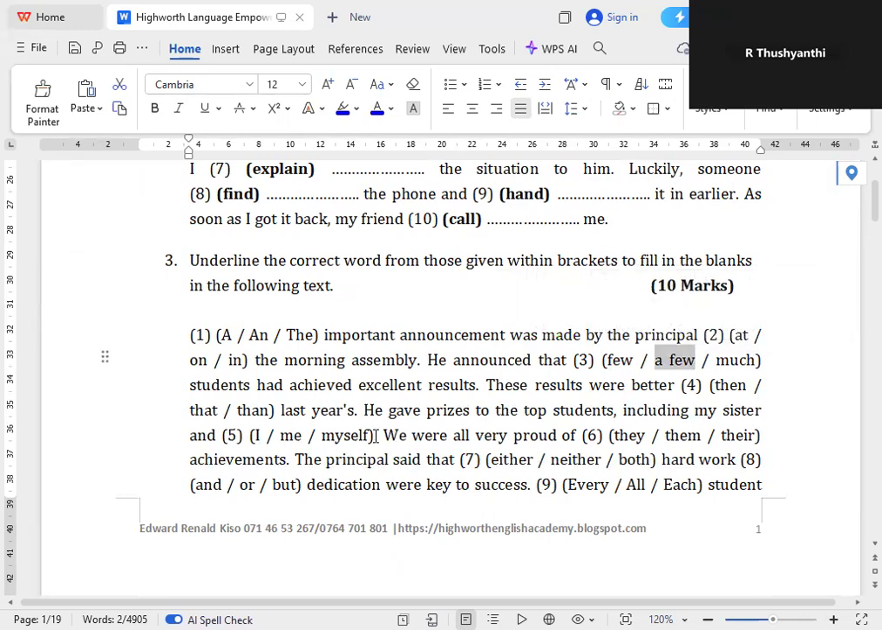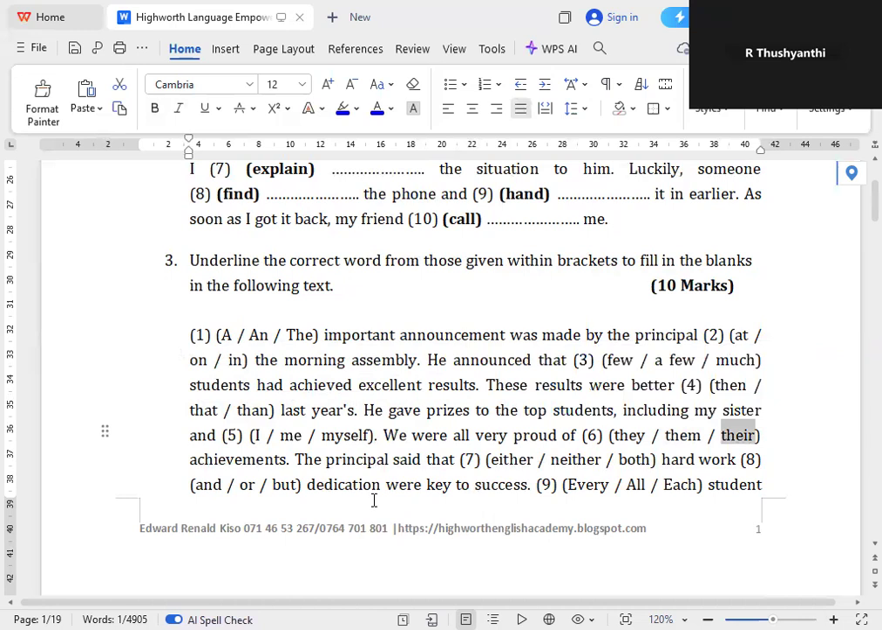A few students had achieved excellent results. These results were better than, then, that, or than? Than is the correct one. These results were better than last year's. He gave prizes to the top students, including my sister and me. We were all very proud of their achievements.